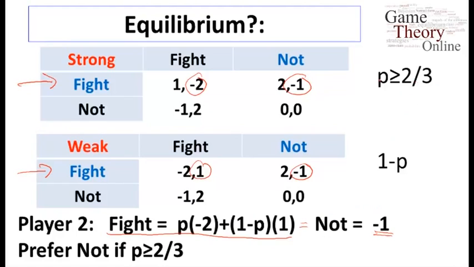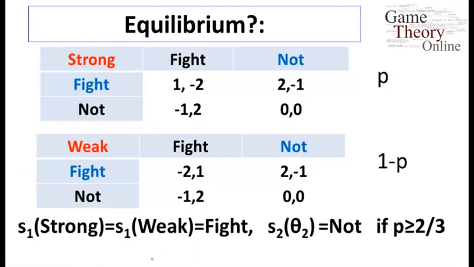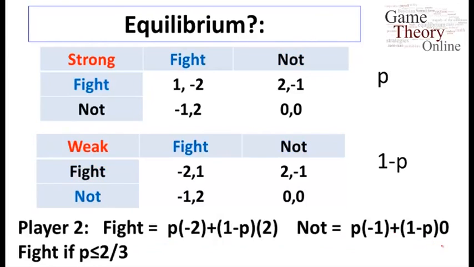If p is bigger than 2/3, then there's a high enough probability of player 1 being strong, so player 2 doesn't want to fight. And indeed, this holds together as an equilibrium in cases where p is bigger than or equal to 2/3. That specifies one pure strategy equilibrium, where player 1 always chooses to fight, player 2 chooses not to, and everybody is best responding as long as p is at least 2/3.